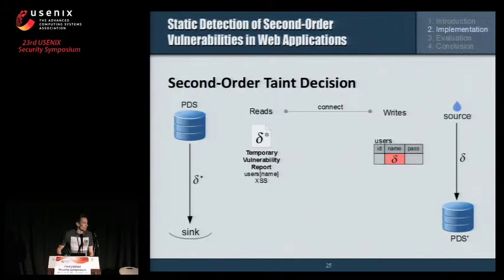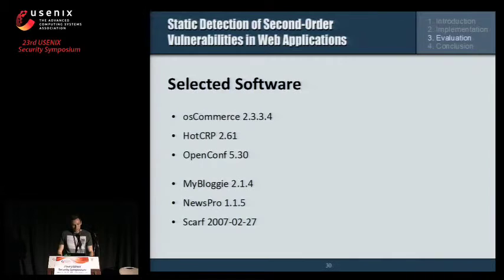So in the end, if we were successful, we find ourselves having lots of temporary vulnerability reports, and we have, as you can see on the right side, a list of taintable persistent data stores. And now we can connect these input and output points and see whether we actually have a second order vulnerability. So we can check, is the column name of the table users taintable? And is the data symbol not sanitized against the vulnerability type that occurred? And then we can issue a second order vulnerability report.